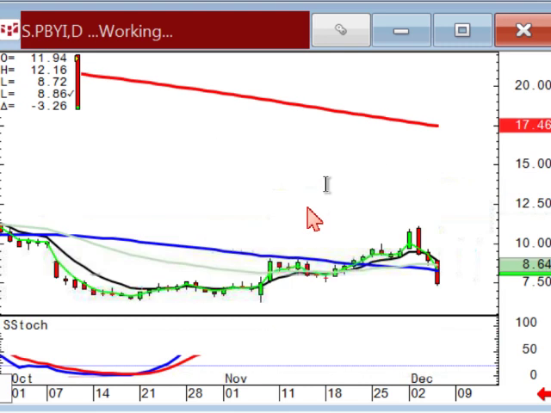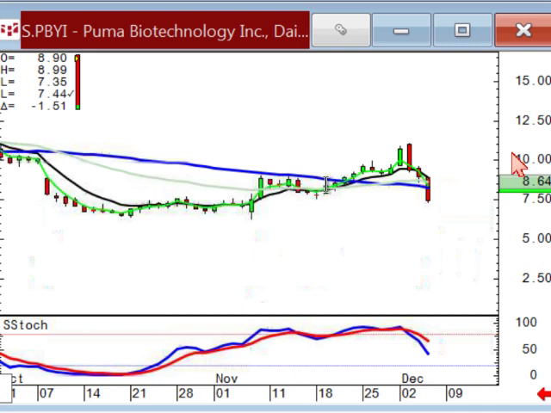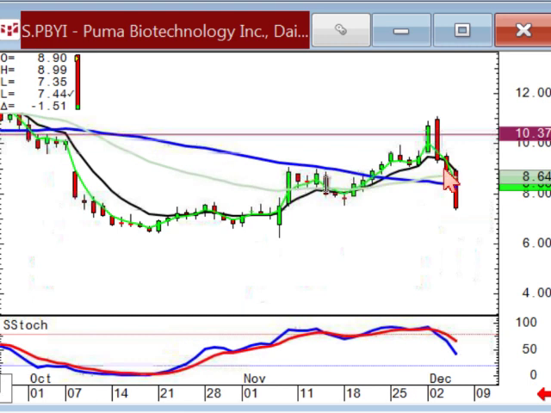And PBYI, a bearish engulfing signal. What should be happening right here? We should have a Frypan bottom breakout. So what happens? We have a bearish engulfing signal. What did that tell us about our breakout? It didn't occur. Now it's selling off. This could be a short.